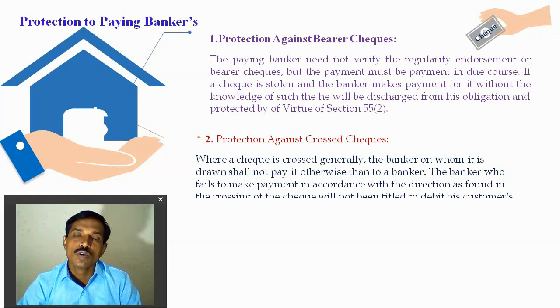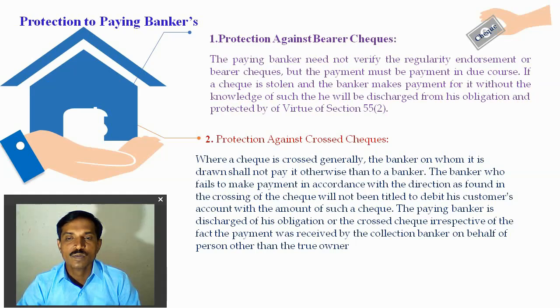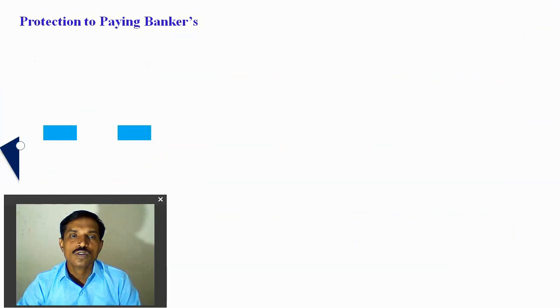Next is the protection against the crossed check, general crossing or special crossing. Where the check is crossed generally, the banker on whom it is drawn shall not pay it otherwise than to a banker. A banker who fails to make payment in accordance with the direction of the crossing of the check will not be entitled to debit his customer's account with the amount of such check. So the bank follows the instruction of the endorsement and the crossing. The paying banker is discharged from his obligation in the case of a crossed check irrespective of the fact of the payment received by the collecting banker on behalf of the true owner. So there is protection available to the bank against the bearer check and against the crossed check also.